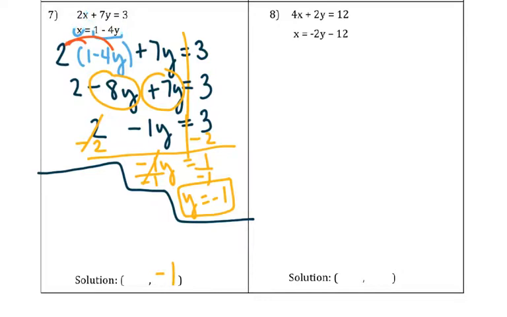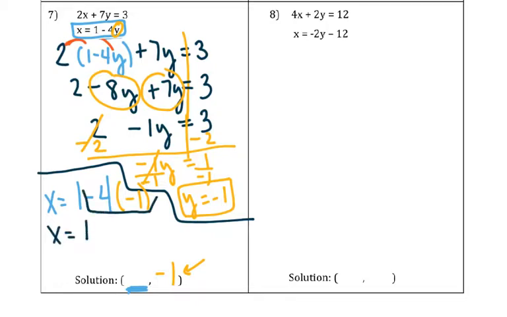Okay, so now I'm going to go back to my original equation. I don't know what x is. My x spot of the ordered pair is still blank. So I go to this equation right here. X is 1 minus 4, but instead of y, I know that y is negative 1. So now I can solve for x. X equals 1. Negative 4 times negative 1 is positive 4. Be careful. Remember PEMDAS way back in the day. We have to multiply first. So now 1 plus 4 is the number 5. Okay, 5 comma negative 1.